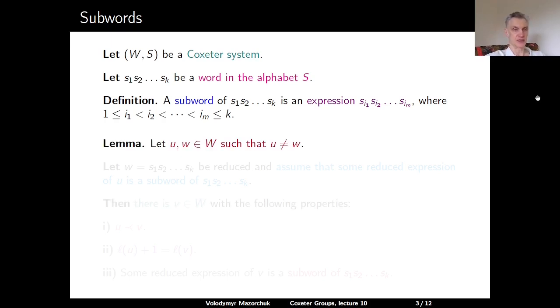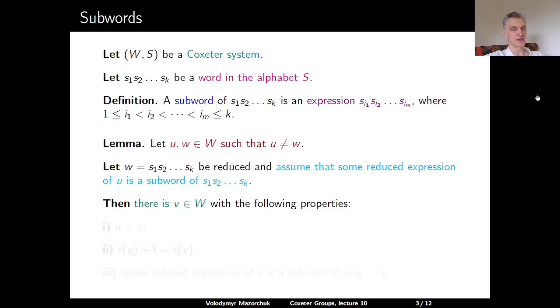So here is an important lemma. Let u and w be two different elements in W. Assume that we have a reduced word which expresses w. So w is equal to s1, s2, and so on, sk, and this is a reduced expression. And let us assume that some reduced expression of u is a subword of this reduced expression of w.